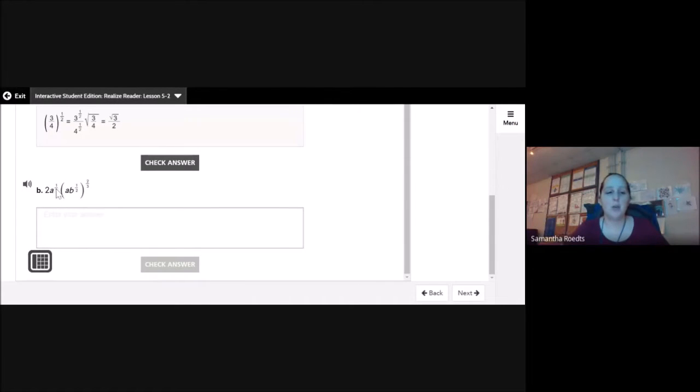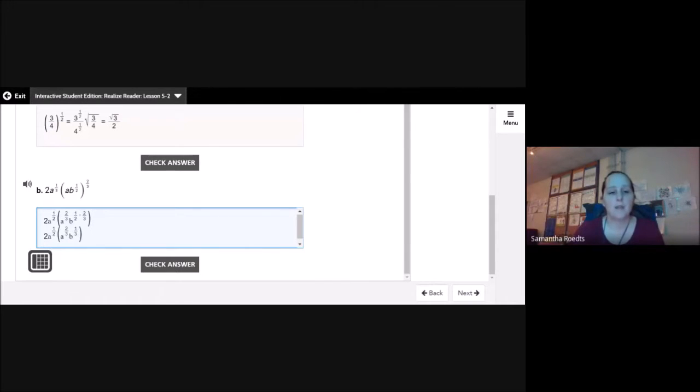For B, I have (2a^(1/3) times (ab)^(1/2)) times 2^(2/3) power. So 2a to the 1/2 power times a to the 2/3 power times b to the 1/2 times 2/3 power. Okay, so this gives me 2a^(1/2), which is a^(2/3), and then b, 1 times 2 is 2, 2 times 3 is 6, which they simplify, so I'm left with 1/3.